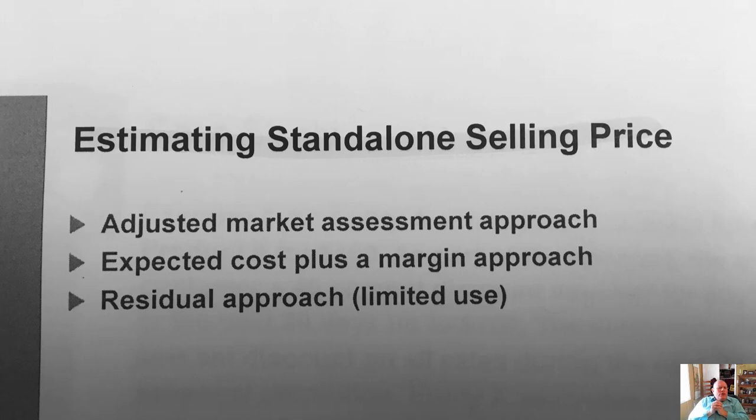We have to estimate this standalone selling price. And sometimes when it's bundled, it can be a little more difficult. There are three basic ways: a market assessment, expected cost plus margin, and a residual approach, which is much more limited. It would seem that the assumptions around expected cost plus margin would be a little bit more accurate, in my opinion.